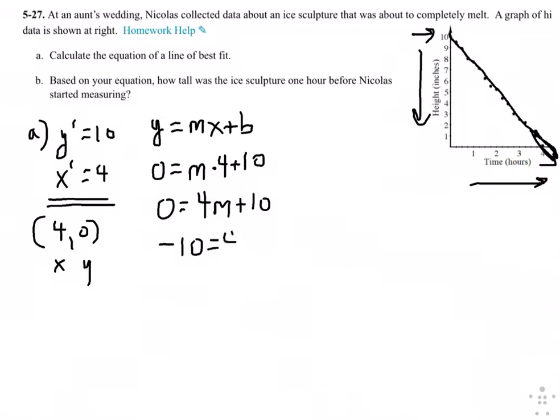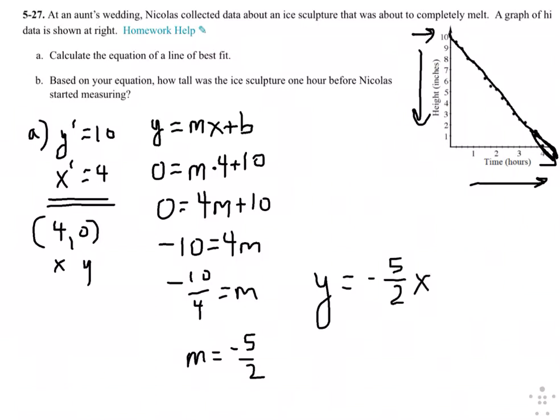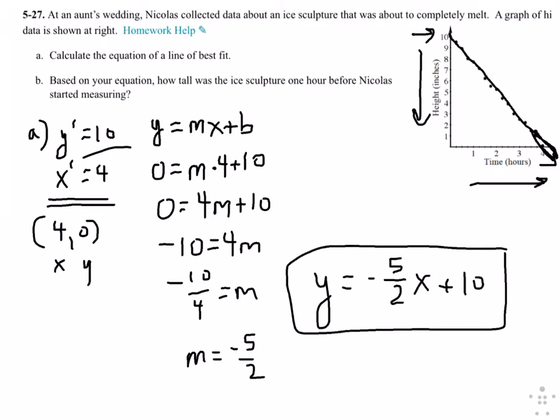Negative 10 equals 4m. Negative 10 fourths equals m. So m equals negative 5 halves. So I would say a line of best fit could be y equals negative 5 halves x, and what was the y-intercept? 10, right? Plus 10. Again, yours will vary because your line is going to be drawn slightly different, but I would say it'd be something close to that.